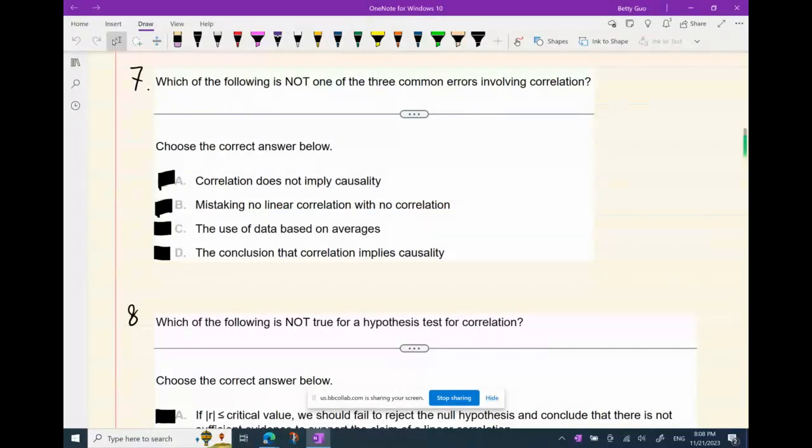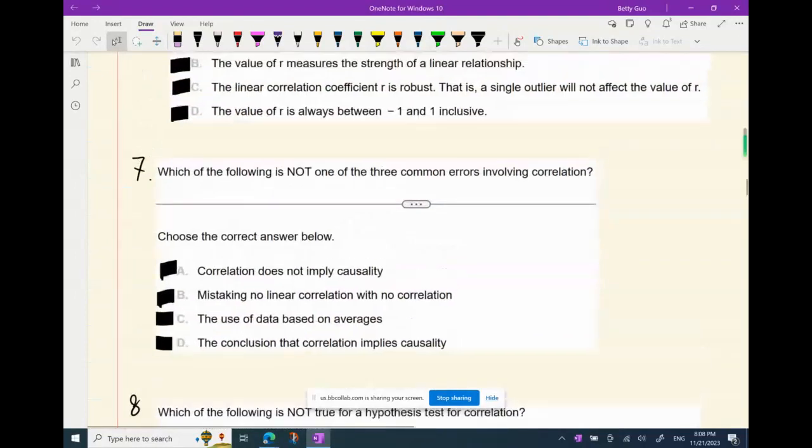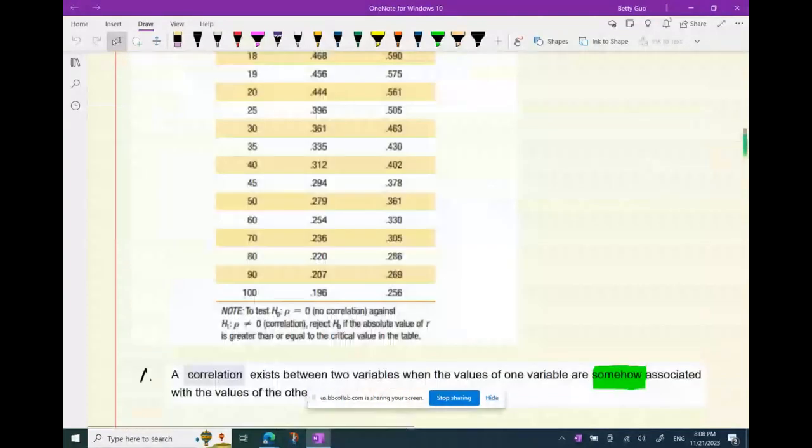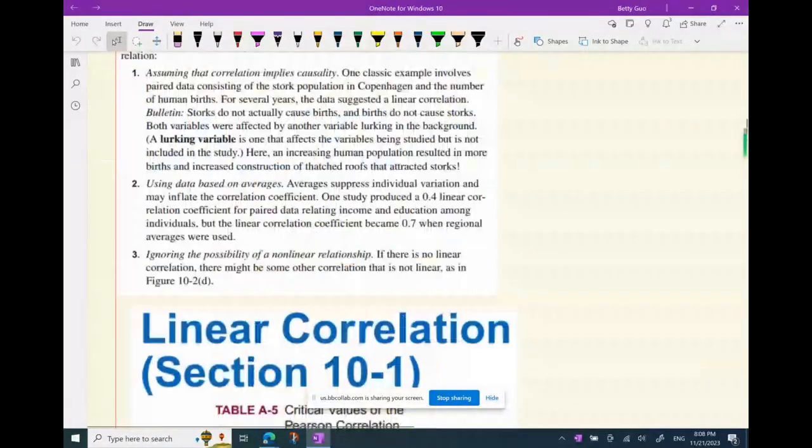If a linear correlation exists and you use averages, the strength of the linear pattern will become very strong, a lot stronger than when you use the raw data. I think the best description of that part is right here. We can look at it together.